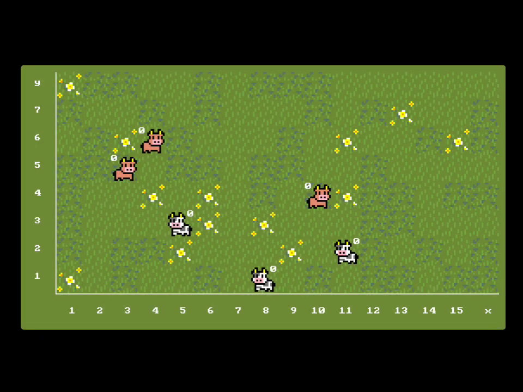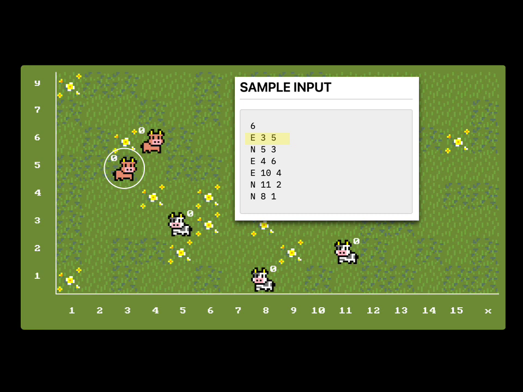Here we have the 6 cows. The first cow is facing east at 3,5. The second cow is facing north at 5,3. The third cow is facing east at 4,6.